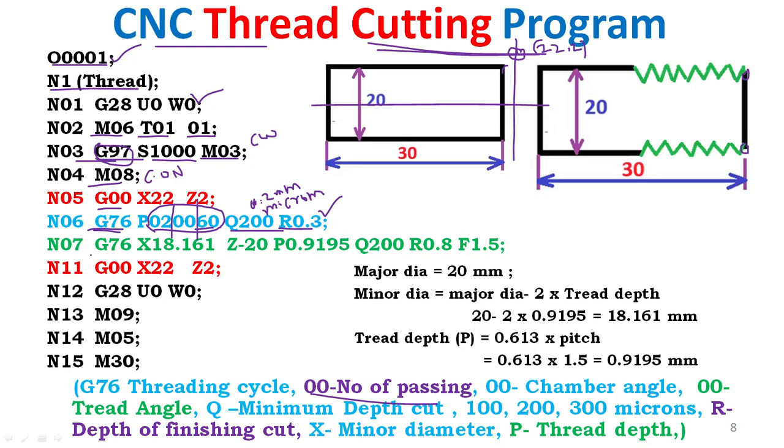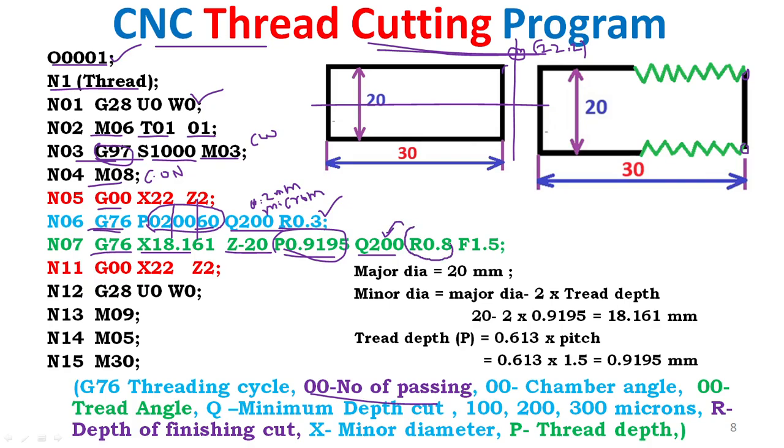Next, the second G76 line is also the threading cycle. X18.1 is the minor diameter. Z is the length of the thread cutting. P is the pitch, the thread cut depth. Q is the minimum depth of cut.